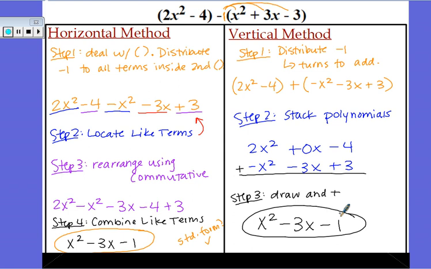It's really whichever one's easier for you. When you pick your preference, you've just got to be careful to make sure that if it's subtraction, you're distributing that negative. And then when you're combining like terms in the horizontal method, you need to take the sign and the number, not just the term by itself without the sign in front of it.